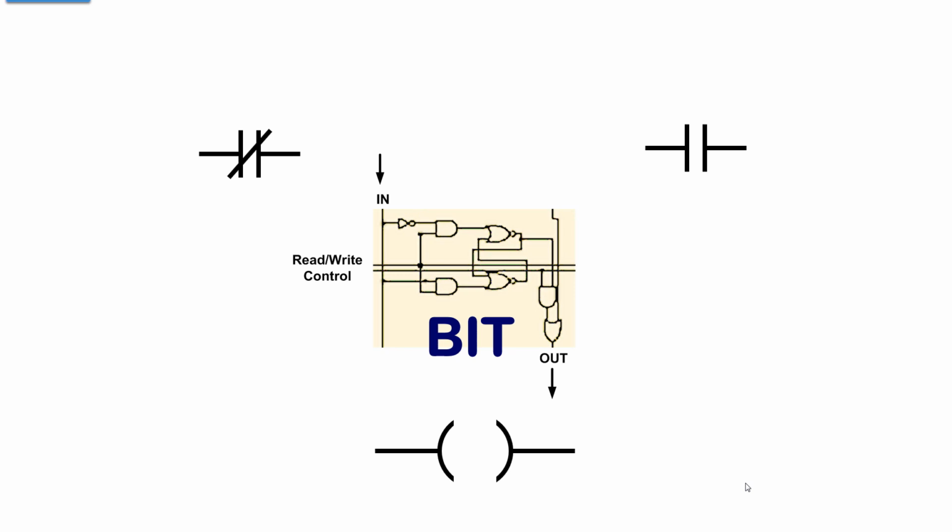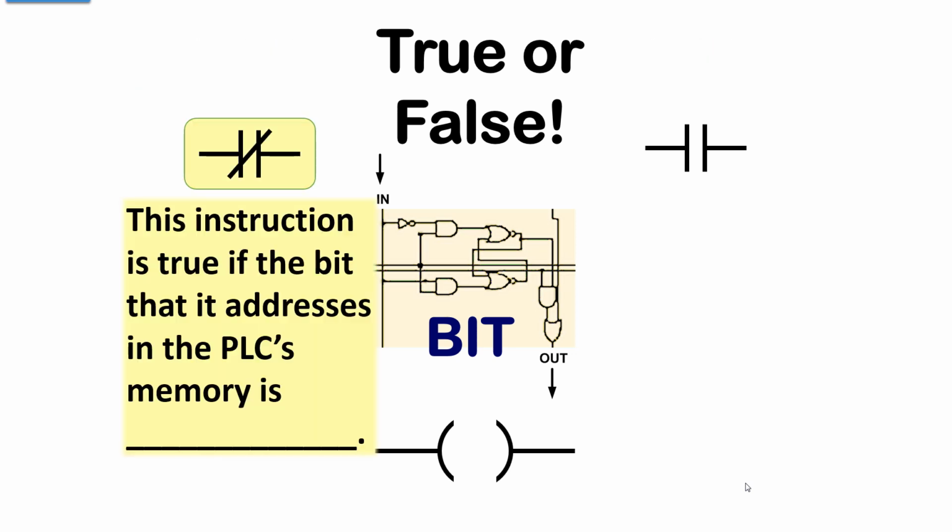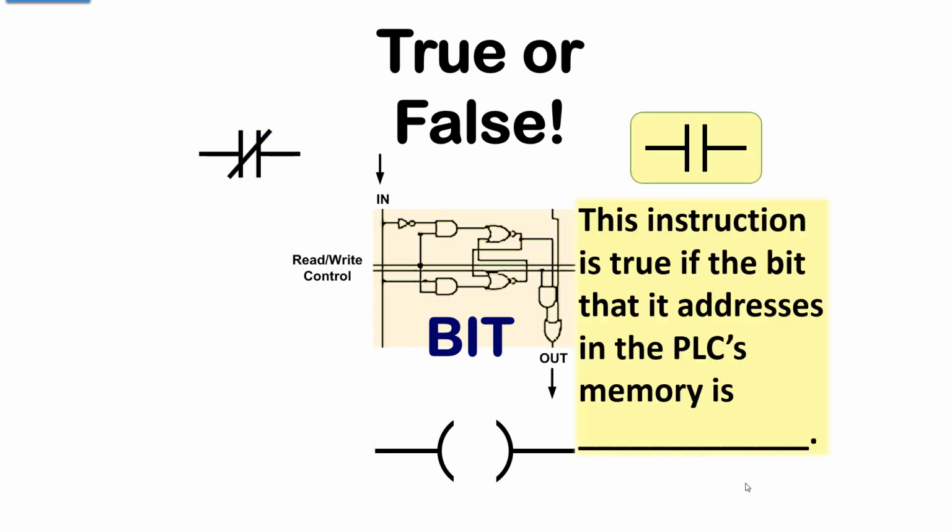Now we switch over to a bit in memory, and I have a little circuit there. Notice read-write control, there's in and out. The bit is de-energized, true or false, the bit is energized. This instruction is true if the bit that it addresses in the PLC's memory is de-energized, just like the coil. We queried the coil with that normally closed contact. Now we query the bit in memory with a symbol that looks like a normally closed contact, but we would call that symbol true if off. That symbol is true if the bit memory is off. Likewise, this instruction is true if the bit that it addresses in the PLC's memory is energized or on. We would call that a true if on instruction.